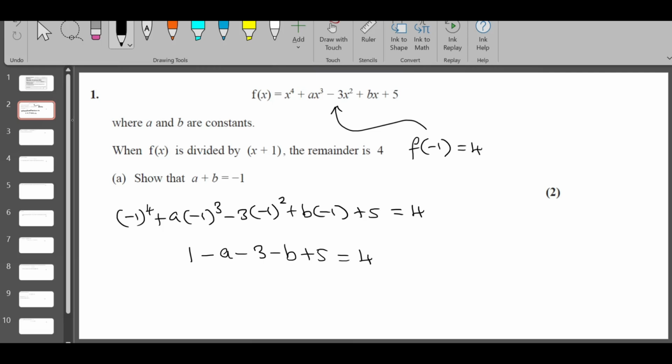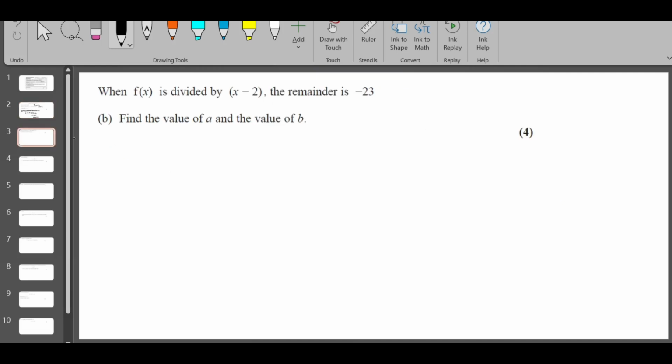So that's 1 minus a minus 3 minus b plus 5 is 4. 6 minus 3 is 3, goes to the other side. Minus a minus b is 1. Multiply throughout by negative 1. You've got the answer already for part A. Part B now. When f of x is divided by x minus 2, the remainder is this.